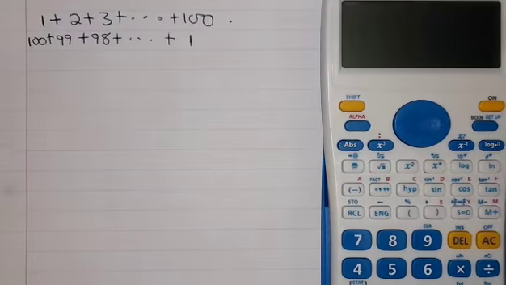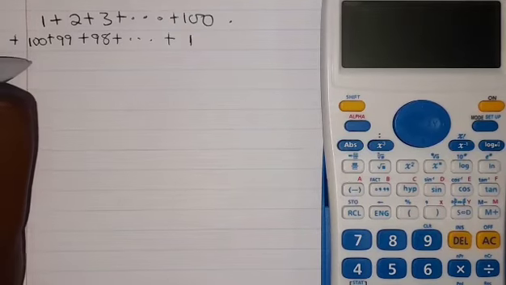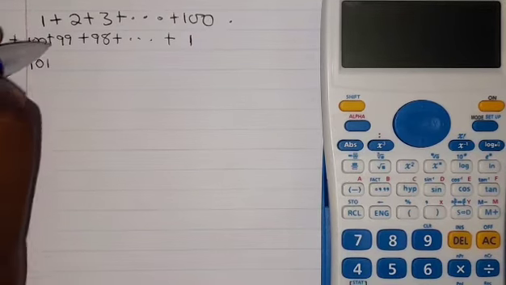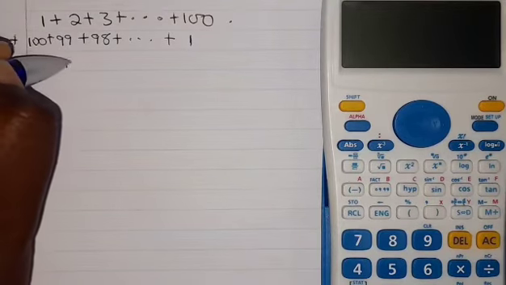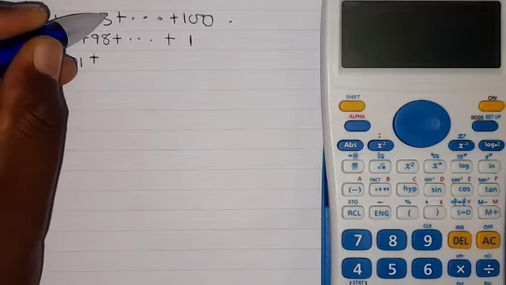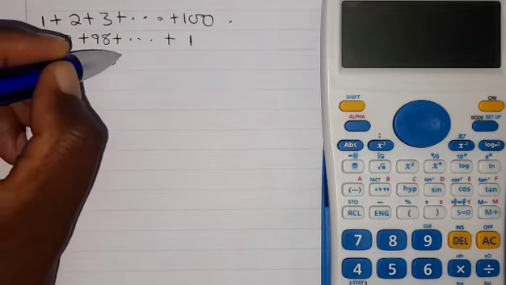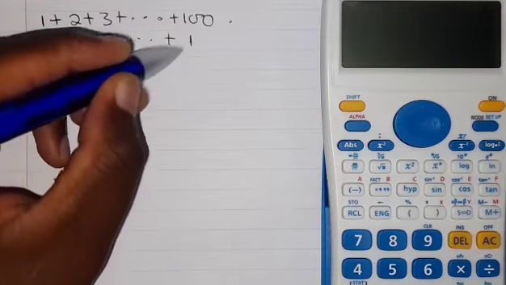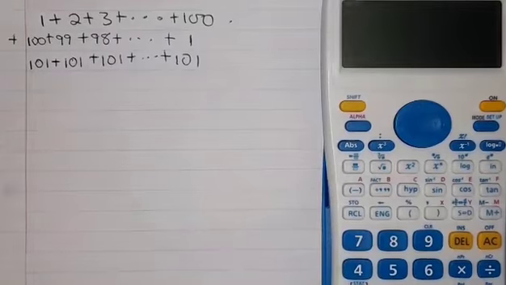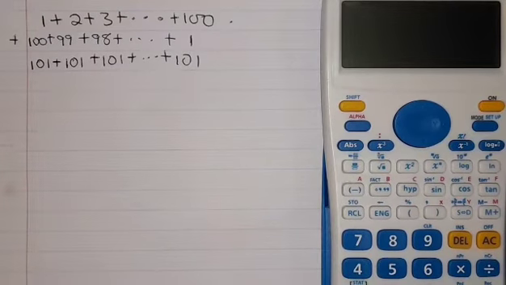And when you have done that, find the sum of these two. You add the first term to the last term. If you add the first term to the last term, you're going to get 101. And then 2 plus 99 is 101. And then 3 plus 98 is 101. And then 100 plus 1 is 101 again. So this 101 is being repeated.